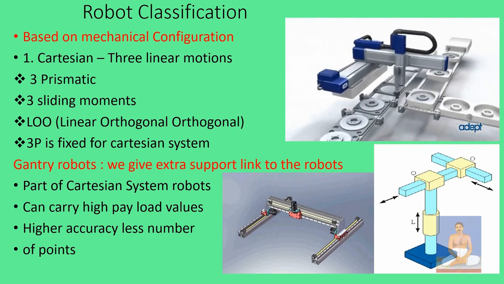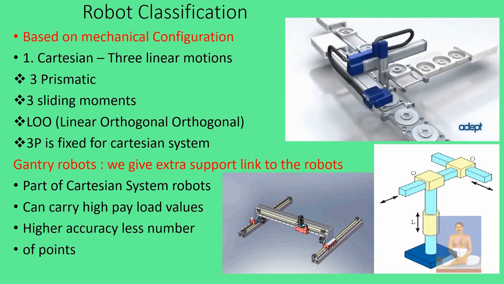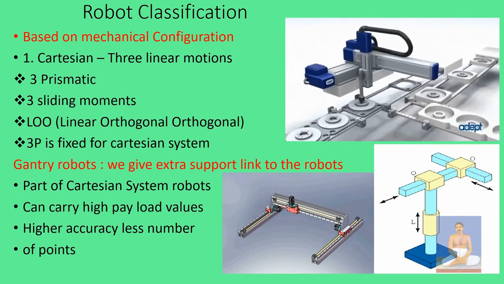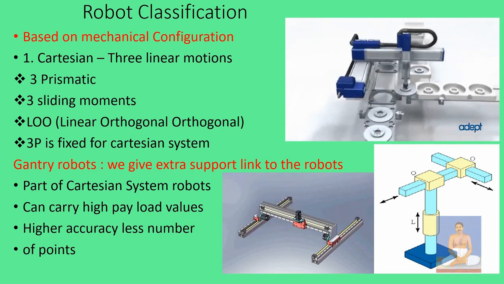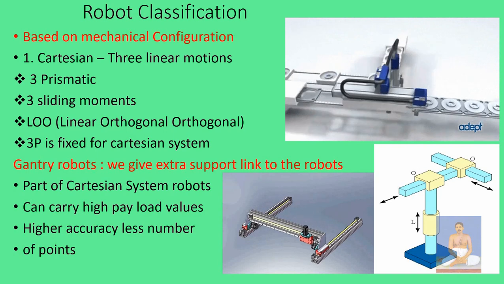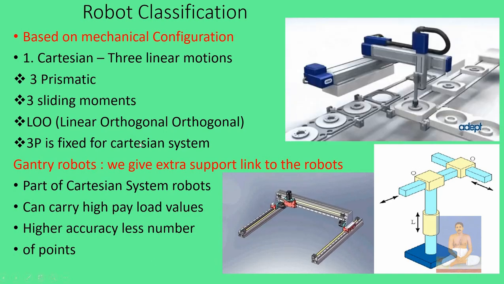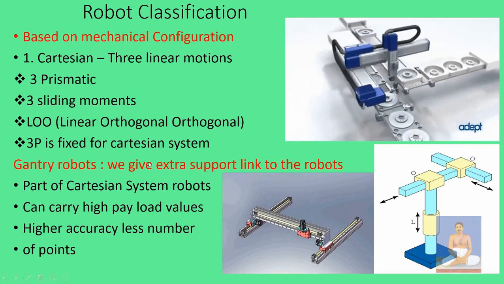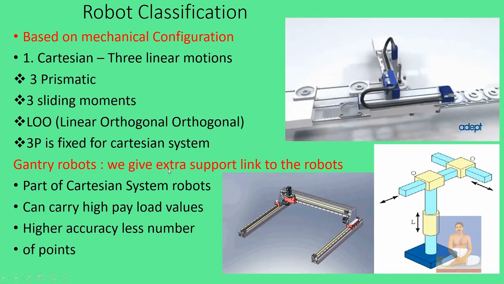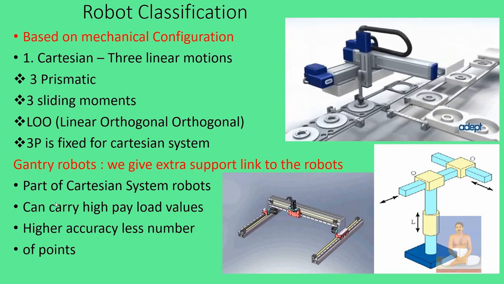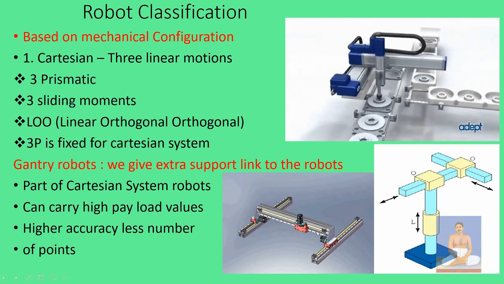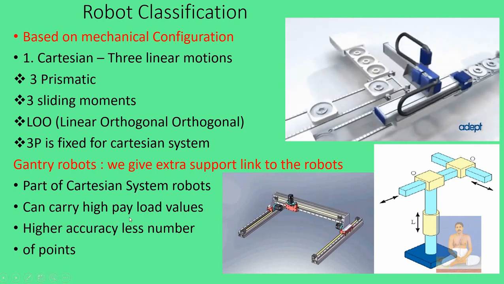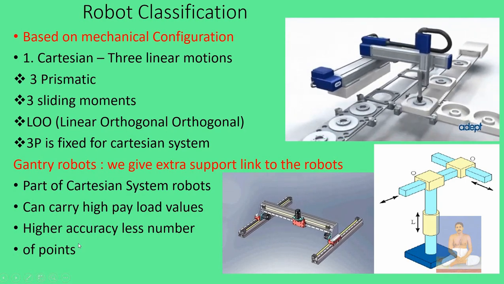So, coming to the main category of robotic classification, we have Cartesian, where we find 3 linear motions, that is X, Y and Z axis, which are prismatic in nature. That means they have sliding movements. Now we have linear orthogonal system, 3P is a fix for Cartesian system. The Gantry Robots are similar to Cartesian robots, but we give an extra support to the robots in the form of one pillar or like this. This part of Cartesian system robot can carry high payload values, higher accuracy and less number of points.